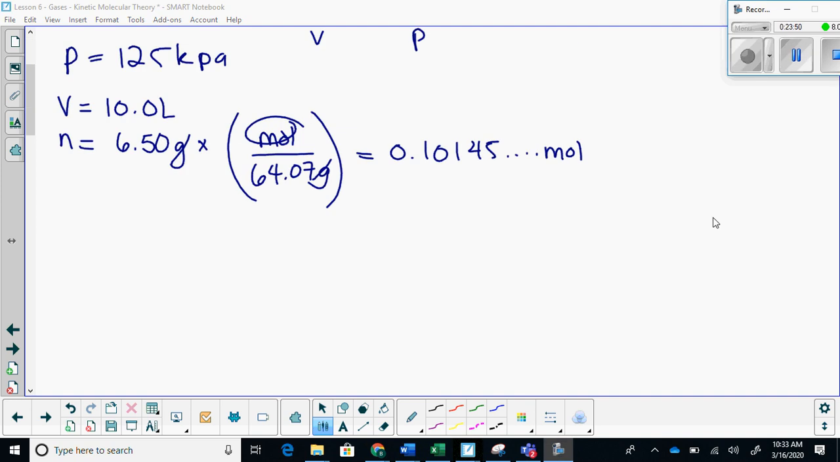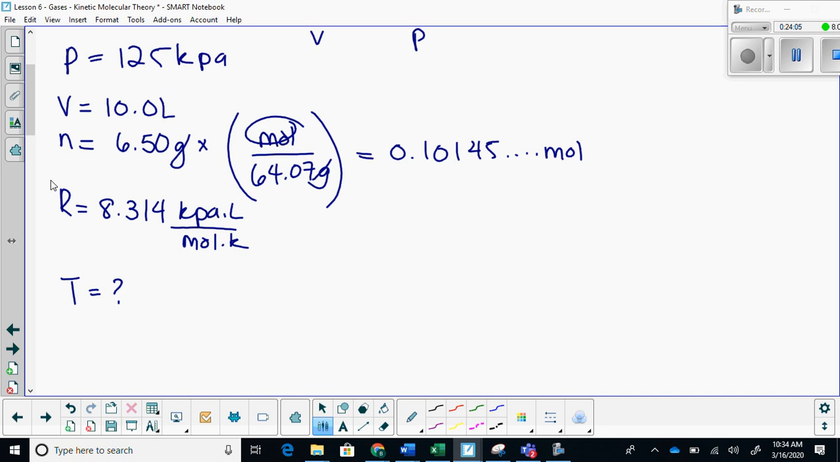Okay, and R we know is 8.314 kcal per mole. And T is what we are looking for. We'll give our answer in Kelvin. Okay, let's use our formula. PV is equal to nRT. We are looking for T. Divide both sides by nR. N cancels with N, R cancels with R. T is equal to PV over nR.